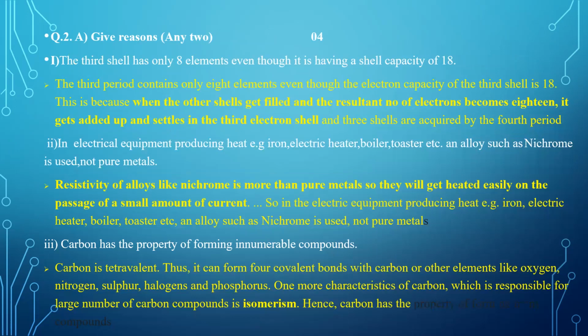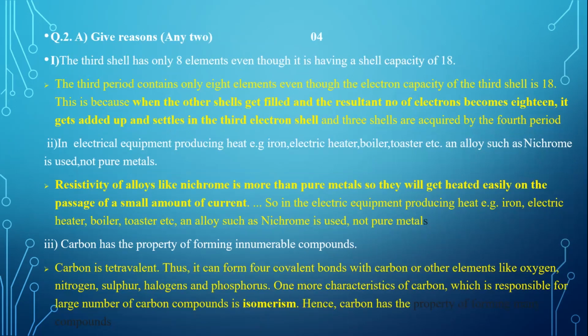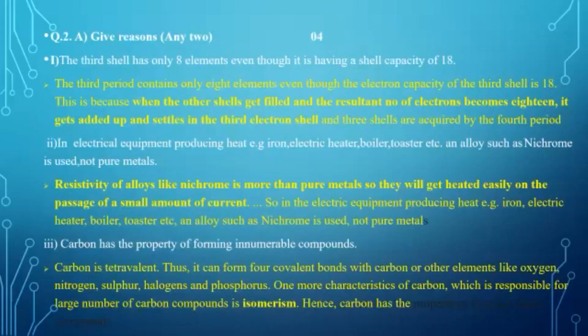Now let's go to question number 2a. Give scientific reason. Here students, 3 scientific reasons are given to you. You have to attempt any 2, and it consists of how many marks, students? It consists of 4 marks. What is the first question? Number first is, the third shell has only 8 elements, even though it has a shell capacity of 18. You have to give a scientific reason why the third shell has only 8 elements, even though it has a capacity of 18.